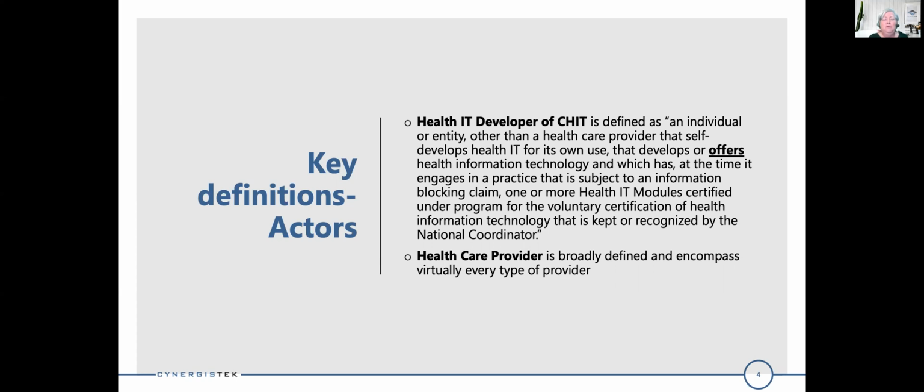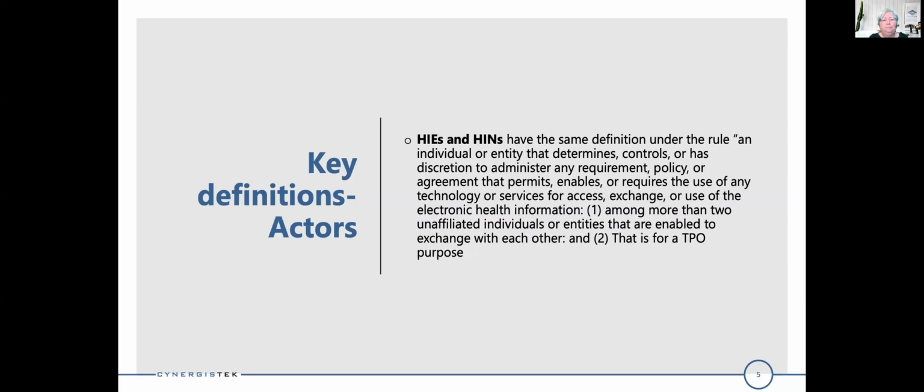Then, of course, they have a definition for healthcare provider. I didn't include the whole thing here. It's a pretty standard definition that you might expect for what is a healthcare provider. So if you're a hospital, physician practice, skilled nursing facility, those types of entities, then you're going to fit the definition of a provider actor under the information blocking rule.